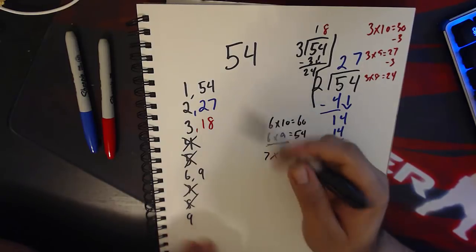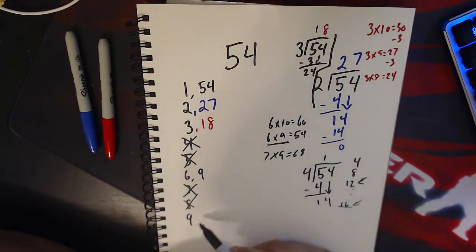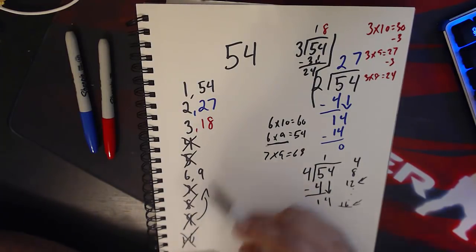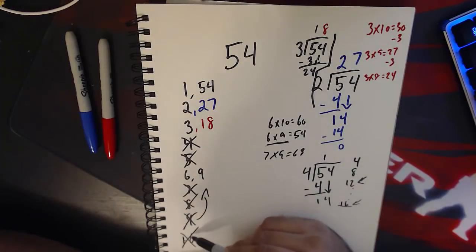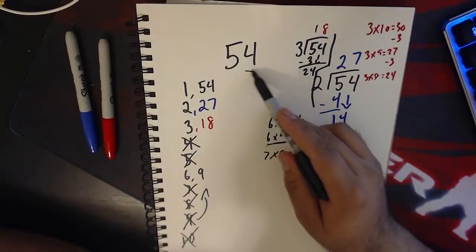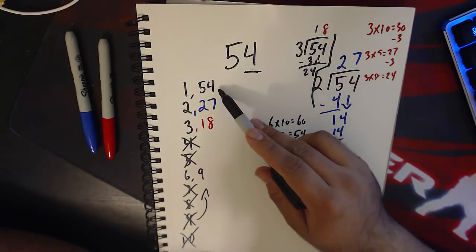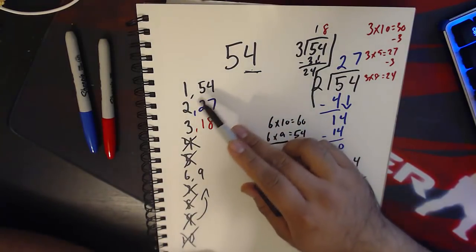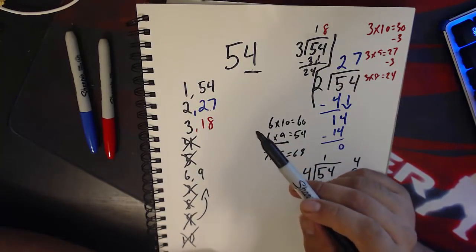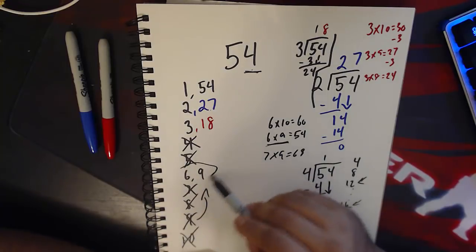Will 9 be a factor of 54? Well, 9's already there, right there. So we can cross that one off. And we know that 10 will not be a factor of 54 just because, in order for 10 to be a factor, it has to end in 0, and this ends in a 4. So the factors for 54 are 1 and 54, 2 and 27, 3 and 18, 6, and 9. And those are all the factors of 54.